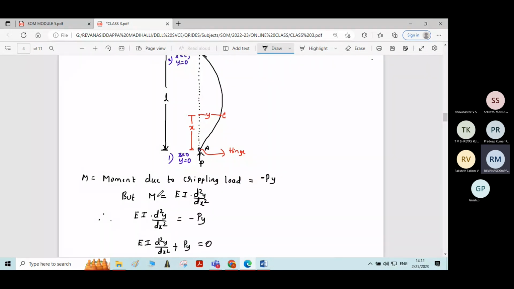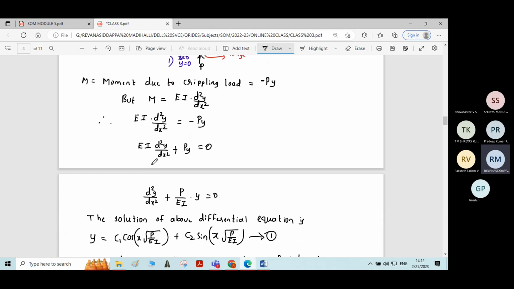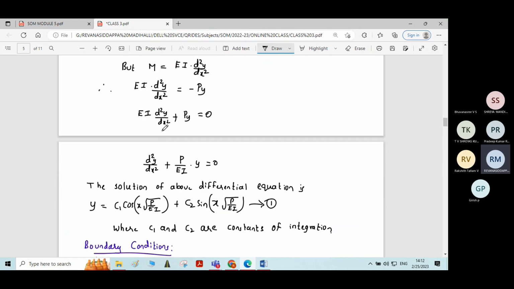We are familiar with one of the equations for the moment, the generalized equation for the moment, that is M is equal to EI into d square y by dx square. So from the first and second equations, we can equate the RHS of both the equations, that is EI into d square y by dx square is equal to minus Py. I have taken minus Py to the LHS, so it became EI into d square y by dx square plus Py equal to 0. Dividing the whole equation by EI, we got d square y by dx square plus P by EI into y equal to 0.